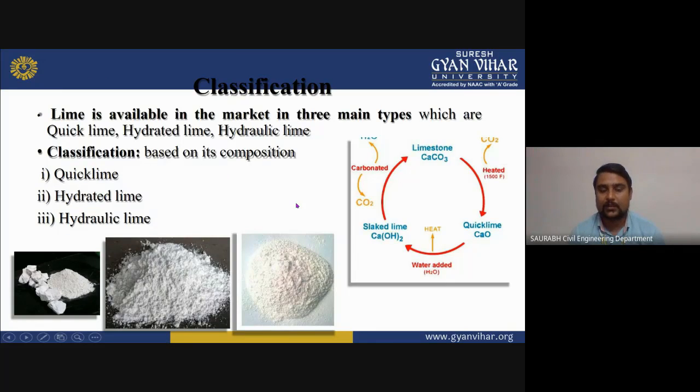Now we will see the classification of lime. Lime is available in the market in three main types, which are quick lime, hydrated lime, and hydraulic lime. This is the classification based on composition: quick lime, hydrated lime, and hydraulic lime. As you can see, this is the image of quick lime. This is the image of hydrated lime, and this is hydraulic lime, which we use in the construction and preparation of cement.